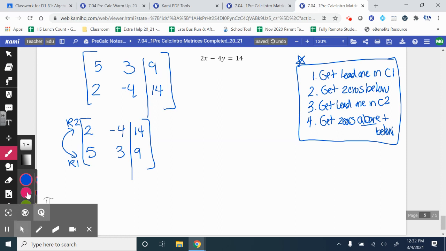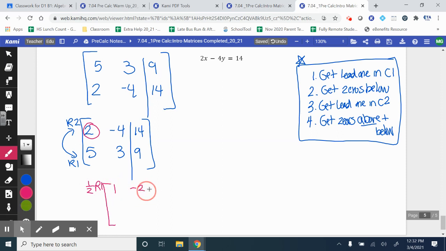All right, so now we'll get this to be our lead 1. We want to try to avoid fractions, which is why I switched them. I noticed that if I divided everything by 2, I wouldn't have any fractions. So now I'm going to do 1/2 times row 1. Remember, we're always multiplying, not dividing. So 2 times 1/2 is 1, 1/2 times negative 4 is negative 2, and 1/2 times 14 is 7.